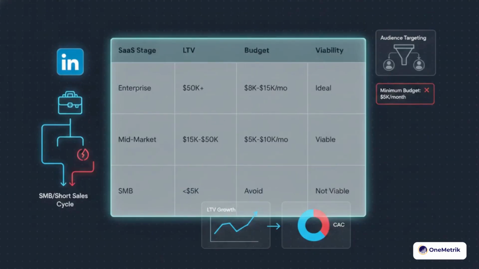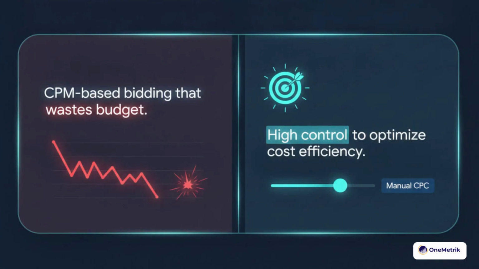But because of that premium, LinkedIn is not a magic wand for everyone. Check out this benchmark data from Improvato. If you're an enterprise SaaS with a customer lifetime value over $50,000, LinkedIn is absolutely ideal. But I want you to notice the bottom row here. If your LTV is under $5,000 or if you have a super short sales cycle, you really should just avoid LinkedIn entirely. It's not worth it. Your customer acquisition cost is simply going to be way too high for your deal size. And when it comes to the actual bidding mechanics to stretch your budget, write this rule down.